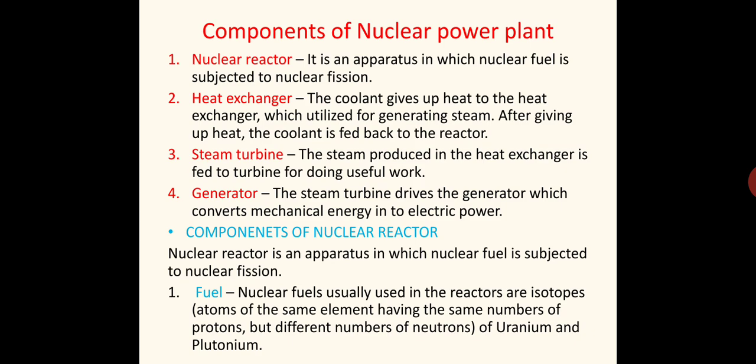Nuclear fuels usually used in the reactors are isotopes of uranium and plutonium. What is an isotope? Isotopes are atoms of the same element having the same number of protons but a different number of neutrons. That is what is known as an isotope. So usually the nuclear fuel used is isotopes of uranium and plutonium.